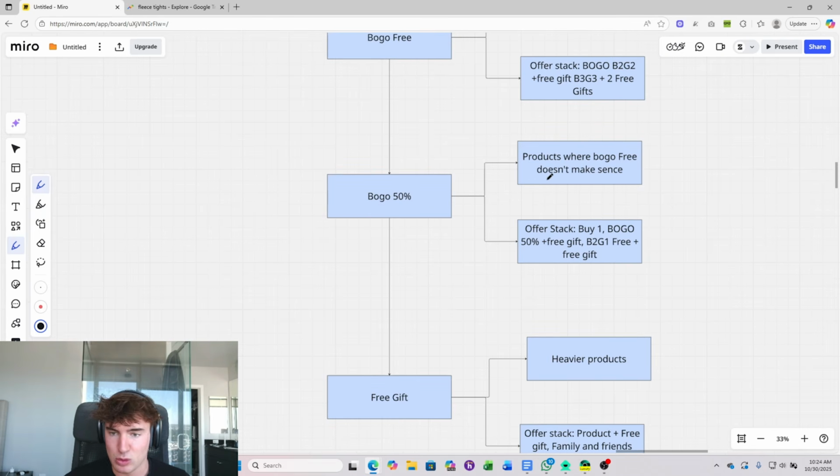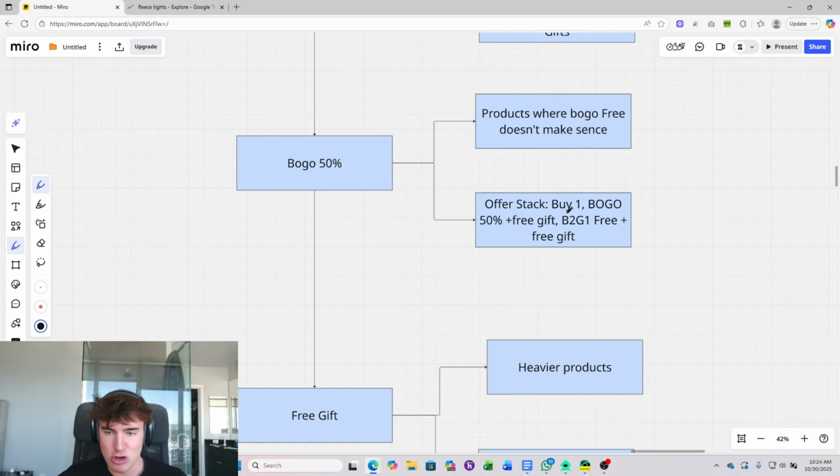This is more for when products don't make sense with the buy one, get one free. So they're going to be a little bit heavier products. They're not going to be really light products like the fleece tights. They're probably going to be heavier products like foot massagers, neck massagers, stuff like that.